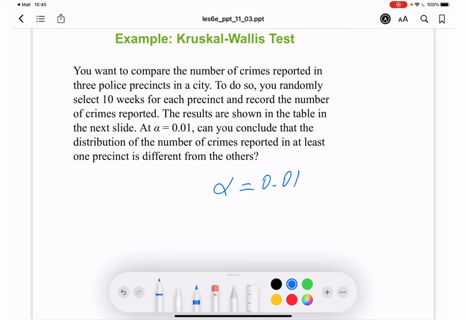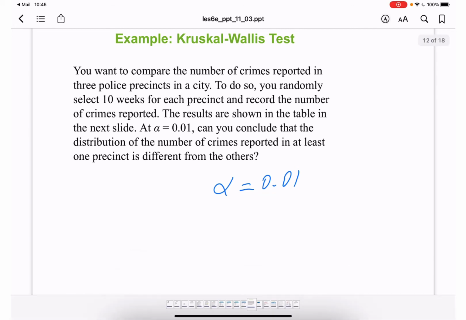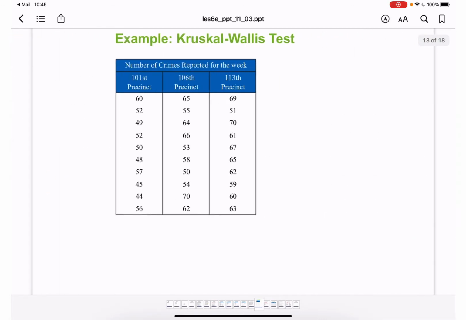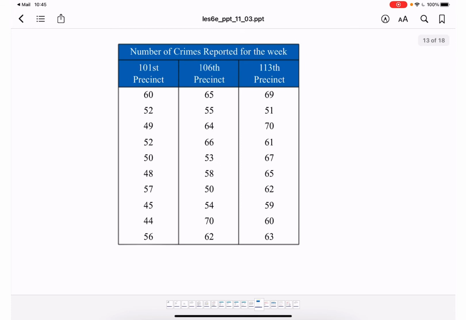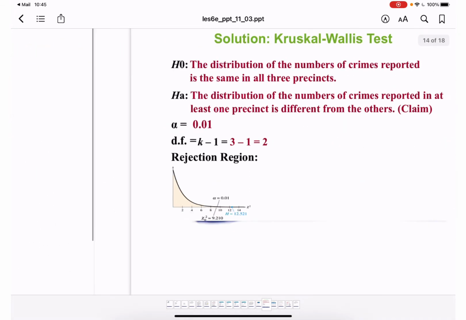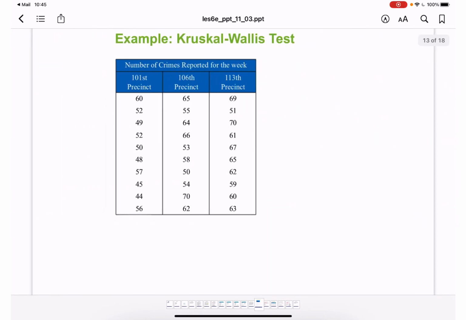Can you conclude that the distribution of the number of crimes reported in at least one precinct is different from the others? Here is our number of crimes recorded, and so we have 3 samples practically. And we want to test the claim that there is a difference in the number of crimes reported in the 3 precincts.